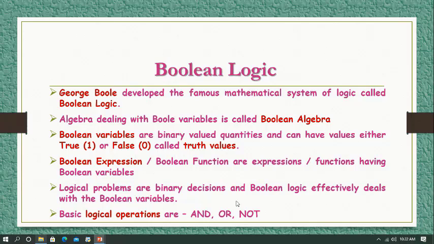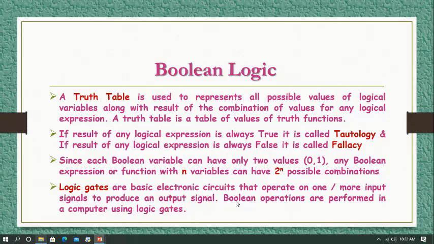So the basic logic operations are AND, OR, NOT. A truth table is generally used to represent all possible values of the logical variables along with the result of the inputs for any logical expression. A truth table can be called a table of values of truth functions. If any logical expression is always true, then it is called a tautology, and if the logical expression is always false, it is called a fallacy.